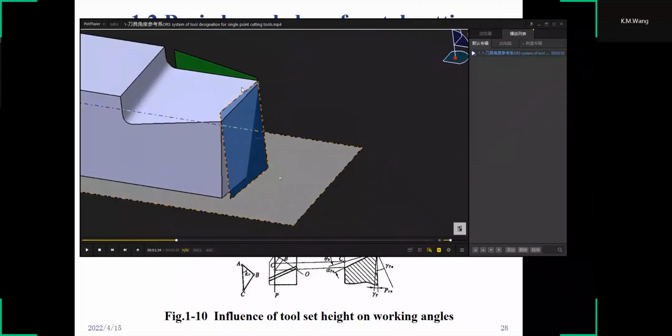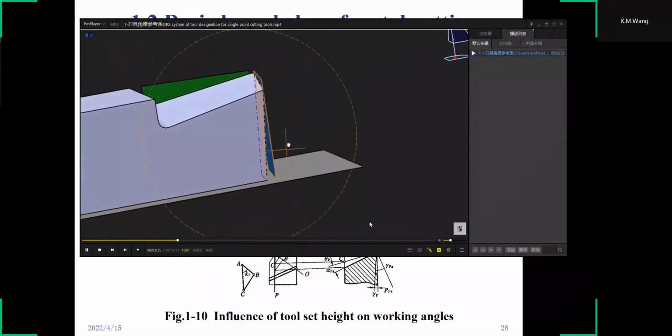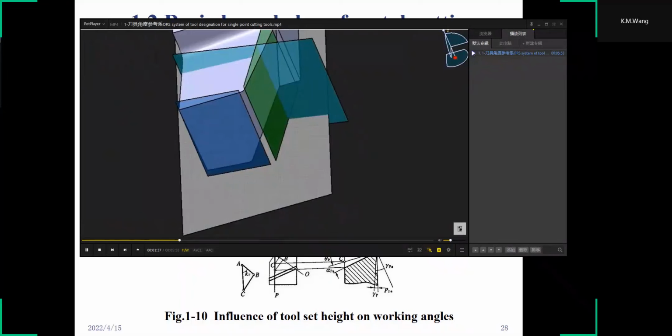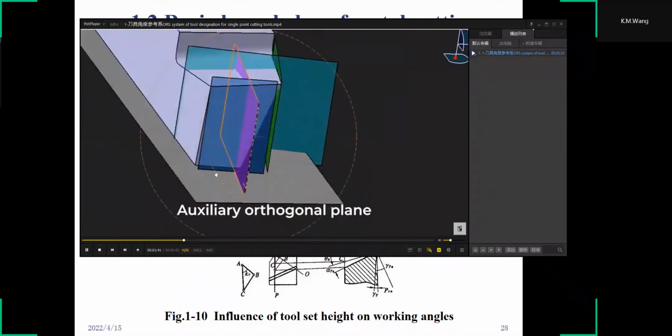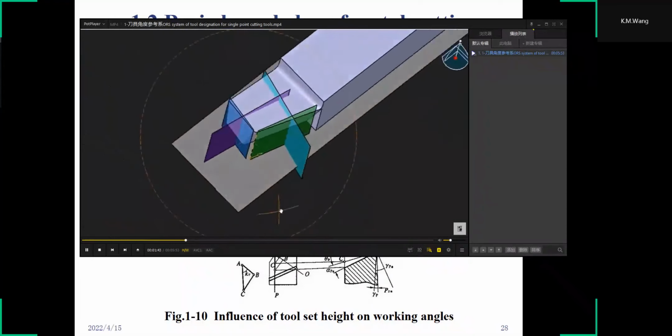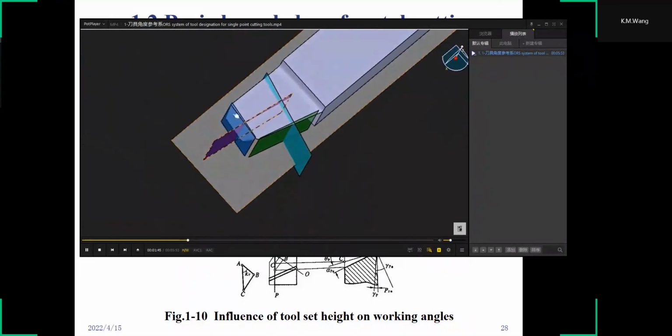So the cutting edge and the trailing cutting edge. These two plane. Reference plane. And similar to this orthogonal plane, there is auxiliary orthogonal plane, which is perpendicular to auxiliary cutting plane. Okay, these are 5 planes. 1, 2, 3, 4, and 5.